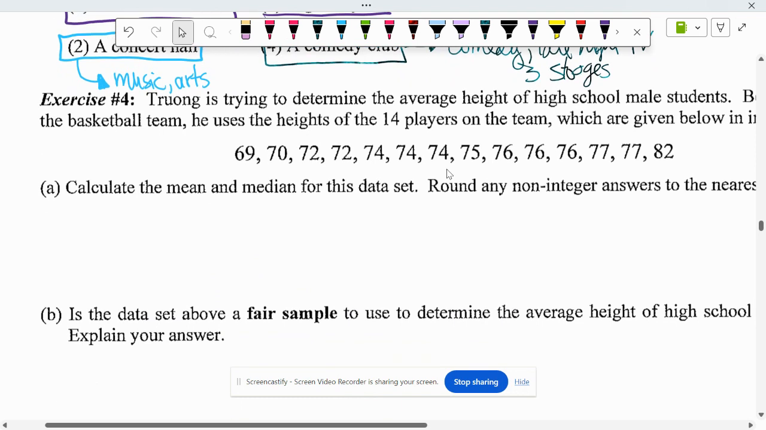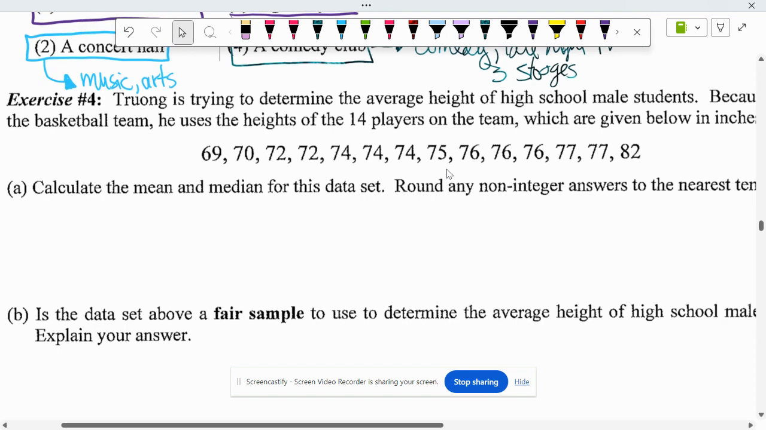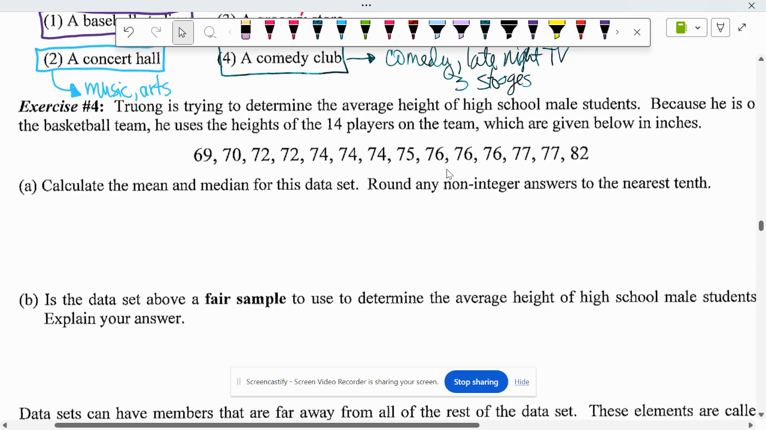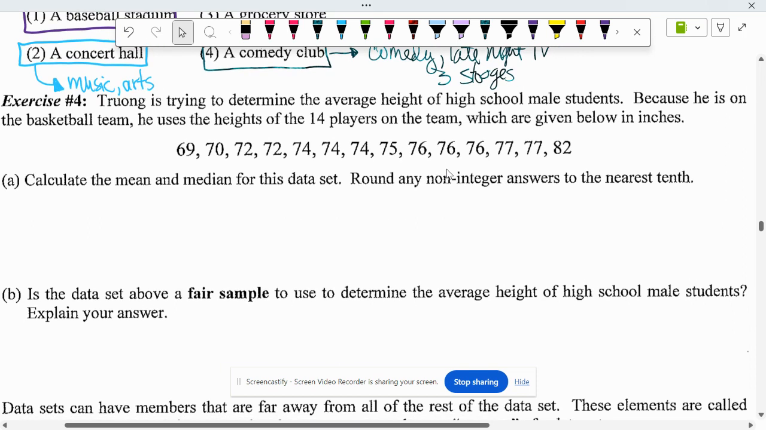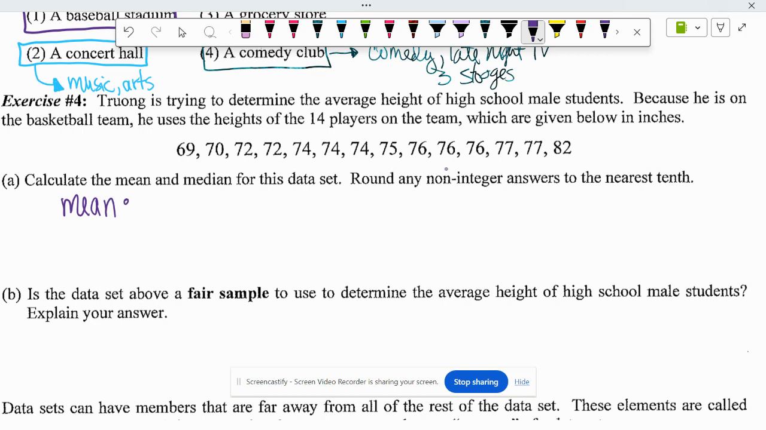All right. Exercise number 4, true wrong, is trying to determine the average height of the high school male students. So because he's on the basketball team, he uses the heights of the 14 players on the team. Calculate the mean and the median for this data set. So you're going to put this into your calculator. I want the mean and the median. Braden, you're in charge of the mean. Ashton, you've got the median, okay?